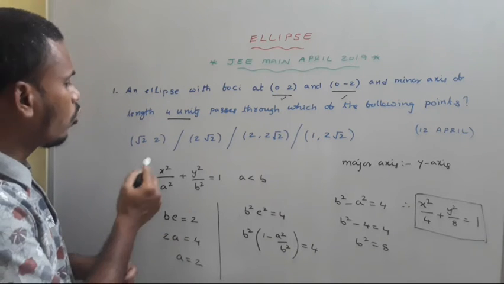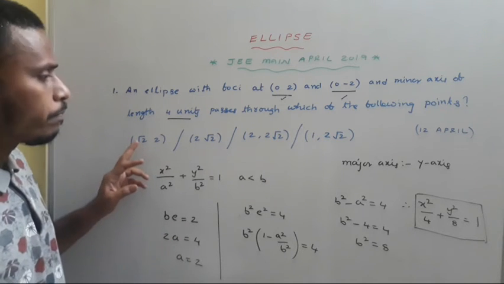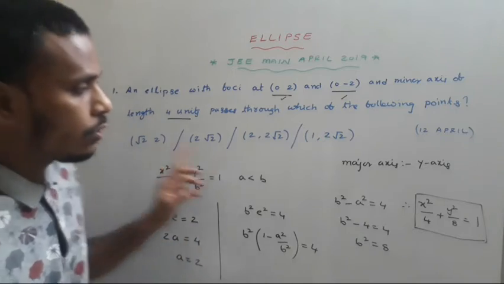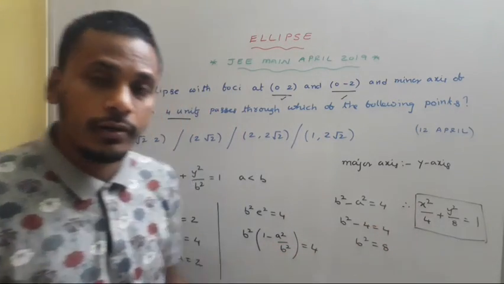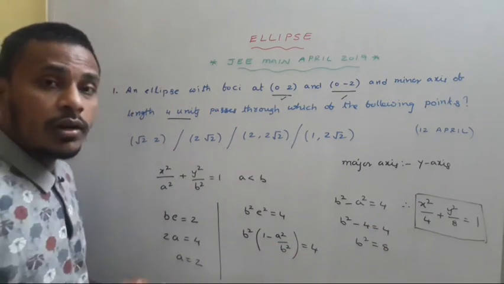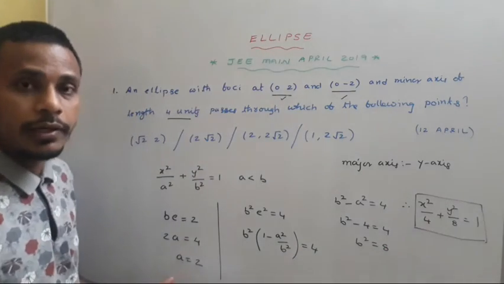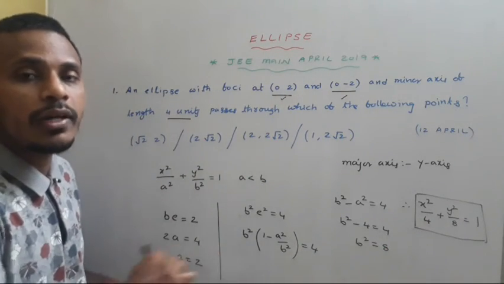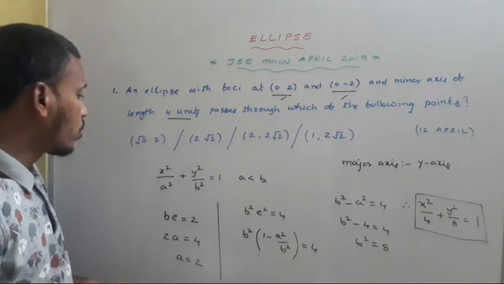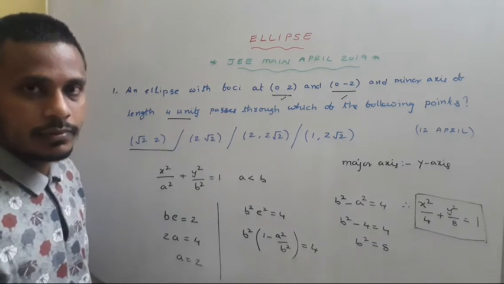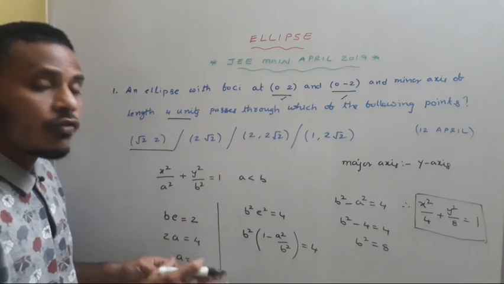First of all, if you go with the first one, root 2 square is 2. 2 by 4 is 1 by 2. And the second one, 2 square is 4. 4 by 8 is 1 by 2. So 1 by 2 plus 1 by 2 is 1. Very simple. So this satisfies the given equation of the ellipse. Finally, this is the way of solving.